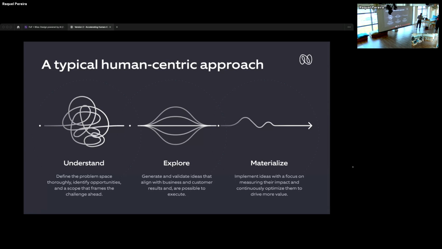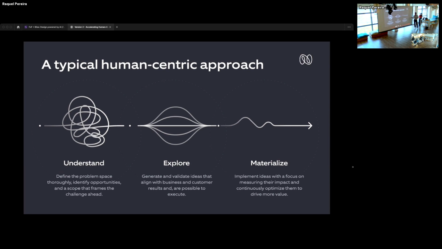And in every single one of these stages or phases, there are a lot of things that we do. From the understand point of view, we have customer interviews, user research, secondary research, market analysis, and so on and so forth. Exploration, ideation, competitive analysis, so many other things that we have to think about when we're trying to explore what is going to be the ultimate solution for the problem space that we're trying to find.